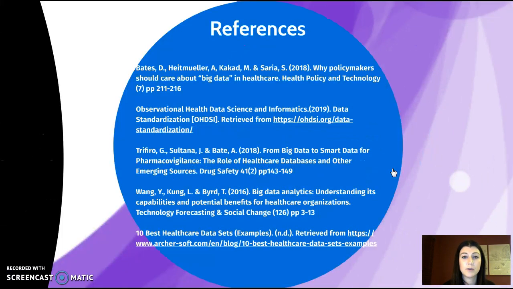And this is just a list of references where I found a lot of useful information. I found some great articles, the Big Data in Healthcare, some great websites that talked about data standardization. This was the Observational Health Data Science and Informatics website. And some other articles that referred to big data and big data analytics. And the one that Dr. T provided for us on the 10 best healthcare data sets was very informational with the list of data sets provided.